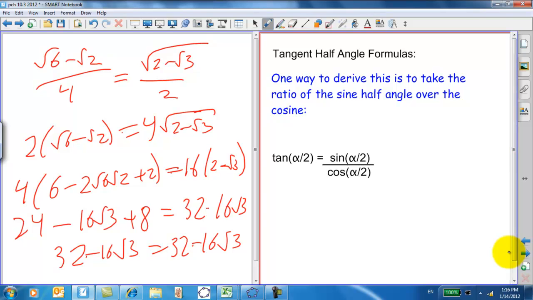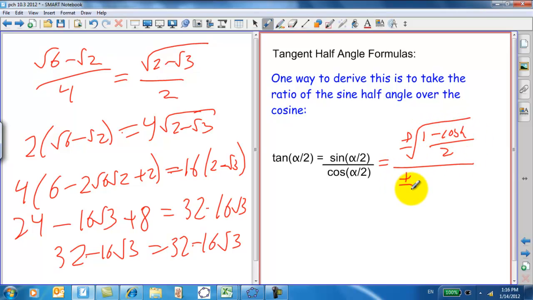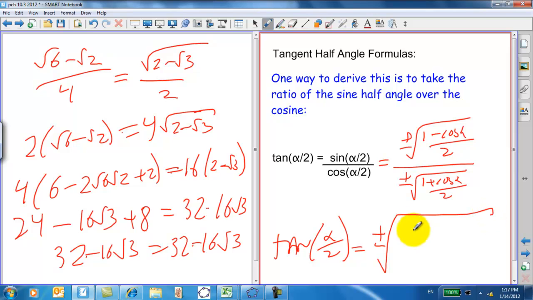Okay, now, the half angle formula for the tangent. One way to do this is just kind of brute force. You take the formulas we just did for sine and cosine. You say the sine of the half angle is plus or minus the square root of 1 minus cosine alpha over 2. And the cosine is plus or minus the square root of 1 plus cosine alpha over 2. And you put that just in one big happy square root. It's still going to have that ambiguity of plus or minus square root of, the 2's will cancel out, then we get 1 minus cosine alpha over 1 plus cosine alpha.